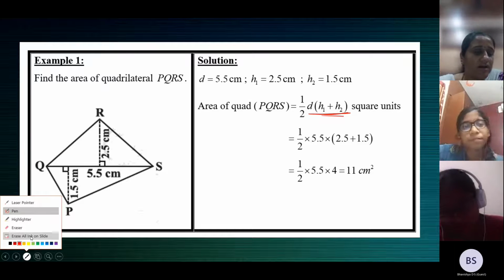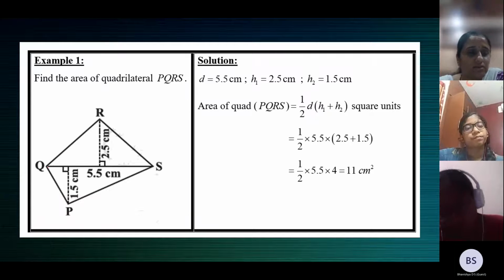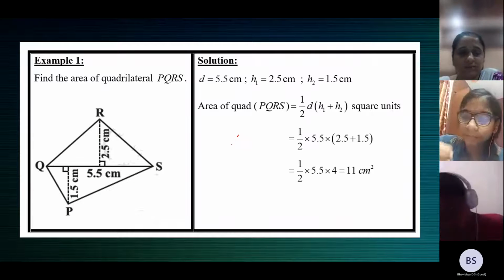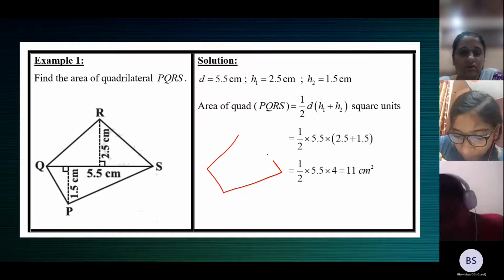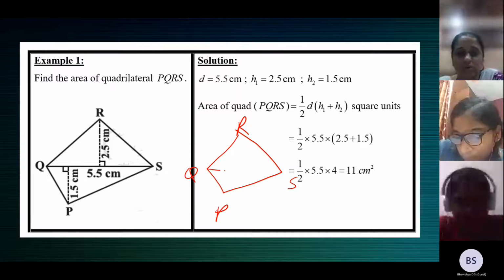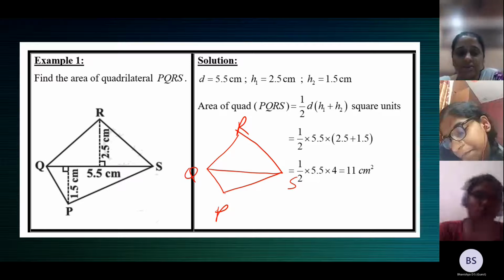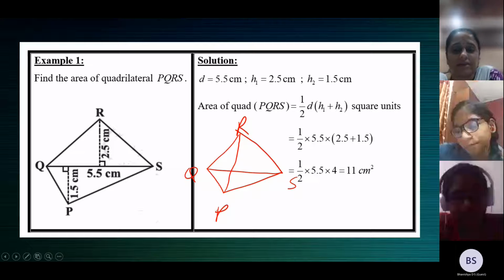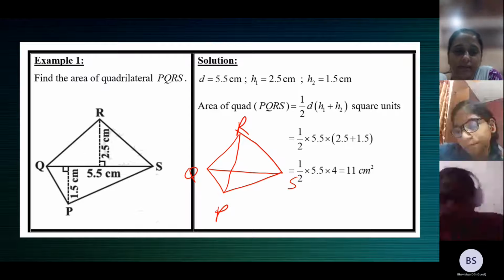Now we know that a quadrilateral has two diagonals. See here, QS is one diagonal, and when you connect PR, PR is the other diagonal. Let me just show you here, quadrilateral PQRS. See, this is one diagonal, QS. The other diagonal is PR. A quadrilateral has two diagonals, so here it is diagonal QS and diagonal PR.